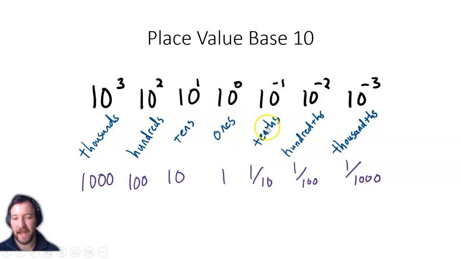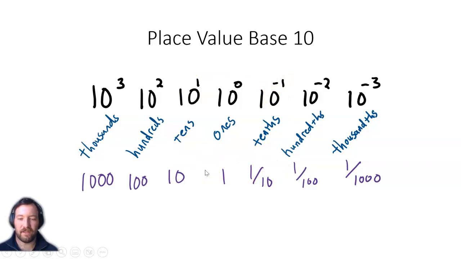Notice now the tenths place is 10 to the minus 1 as a power of 10, or 1 over 10. 10 to the minus 2 is the hundredths place, or 1 over 100. And the thousandths place, 1 over 1,000. But again, keep in mind this nice, pretty symmetry, right? 10 to the first is 10, 10 to the minus 1 is 1 over 10, okay?